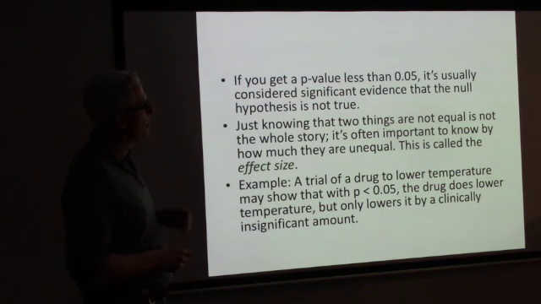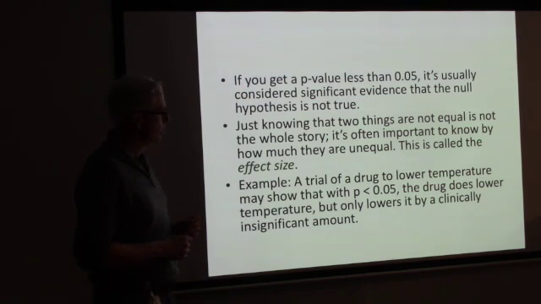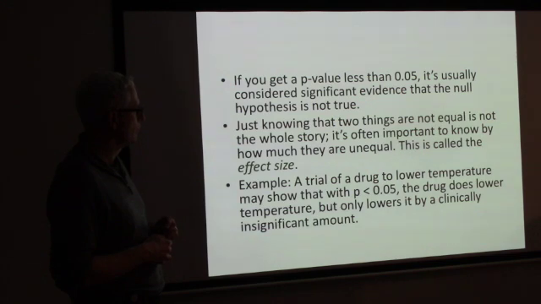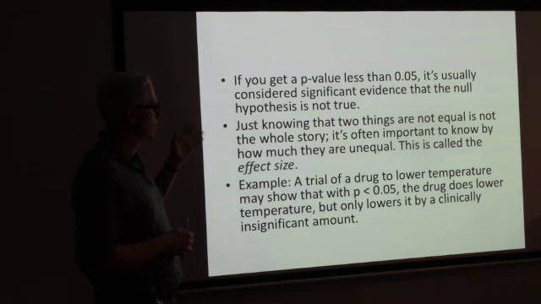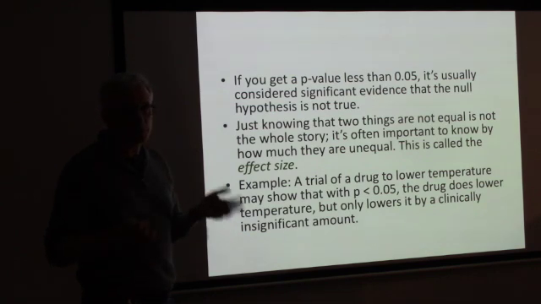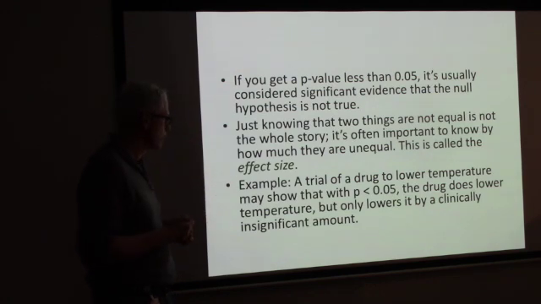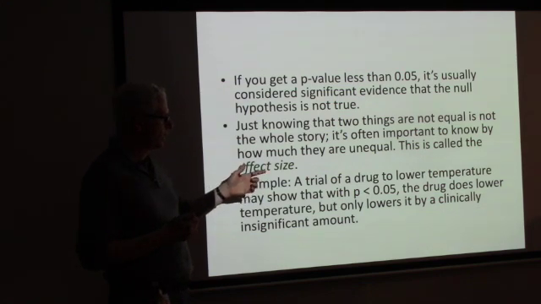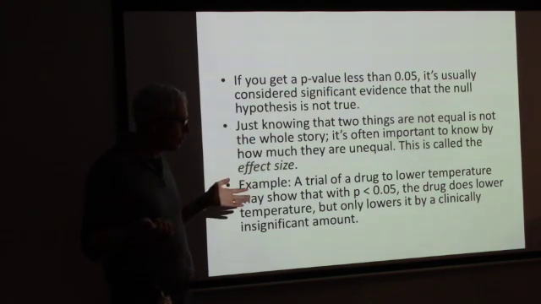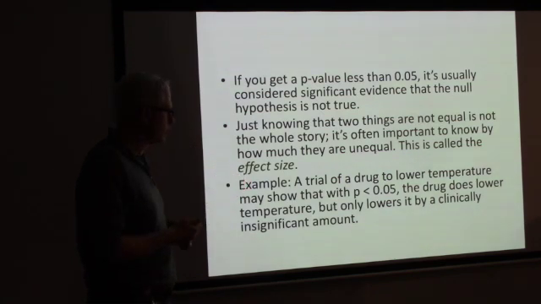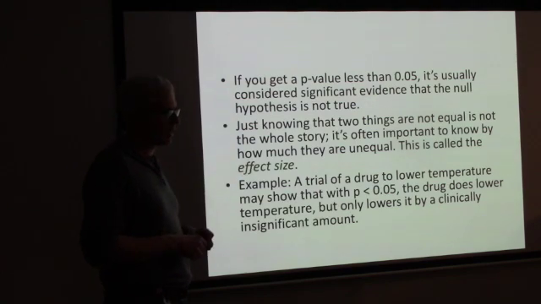Okay, so if your p-value is less than 0.05, it's usually considered significant evidence that the null hypothesis is not true. But just knowing that two things are not equal is not the whole story. It's often important to know by how much they're unequal. So this is called the effect size, by how much they're unequal. So an example, you may have a drug that lowers temperature. It actually does lower temperature, but it lowers in such a little amount that it's of no use. So statistical significance is only part of the story. Effect size is the other word.